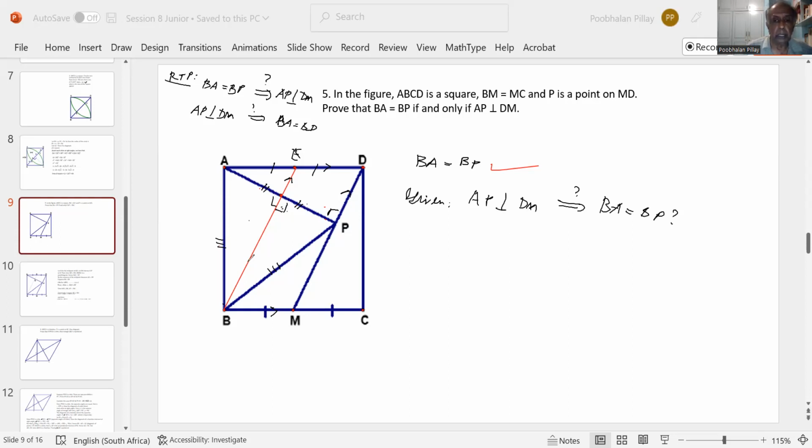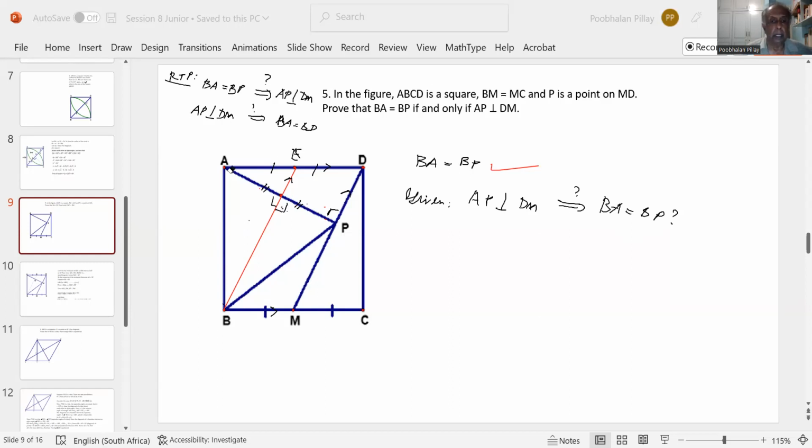The moment they are congruent, you can conclude that this wasn't given. You needed to prove that these are equal. So now you can compare these two triangles, and you have two sides and included angle. That side is common. Therefore, these two triangles are congruent, and you can conclude, therefore, that BA equals BP, and that's exactly what we wanted to do.